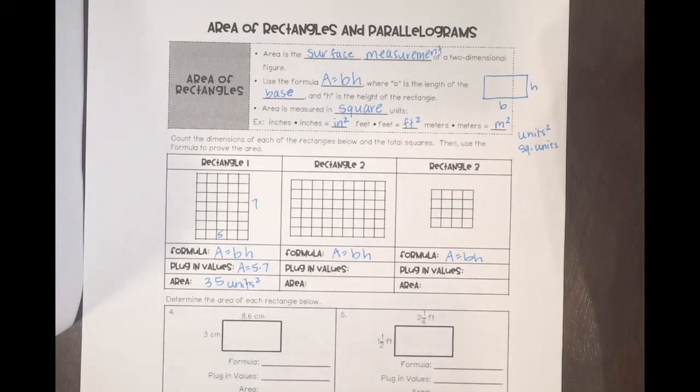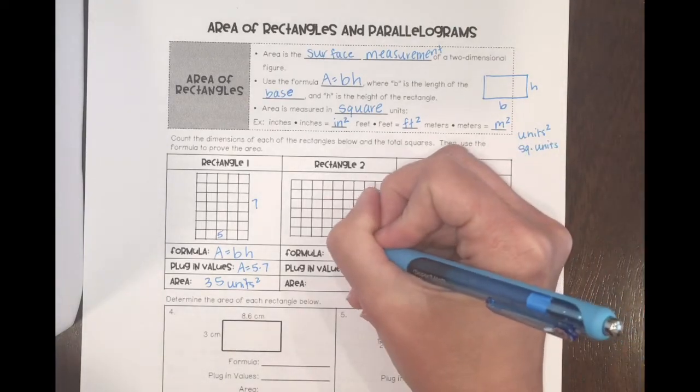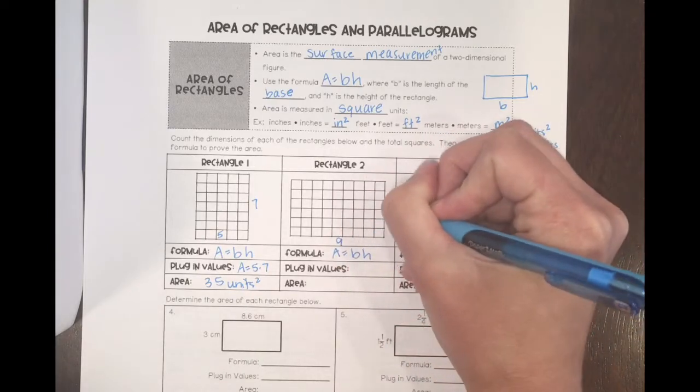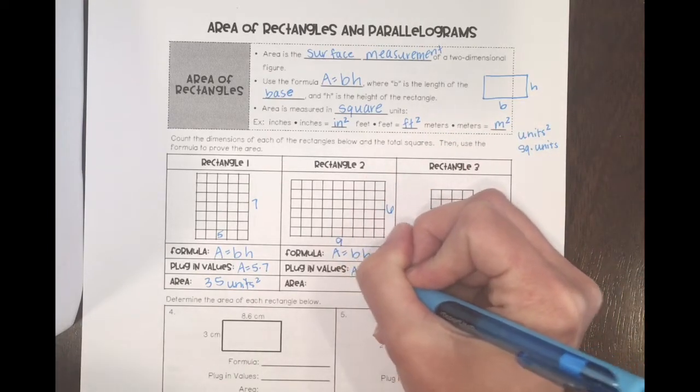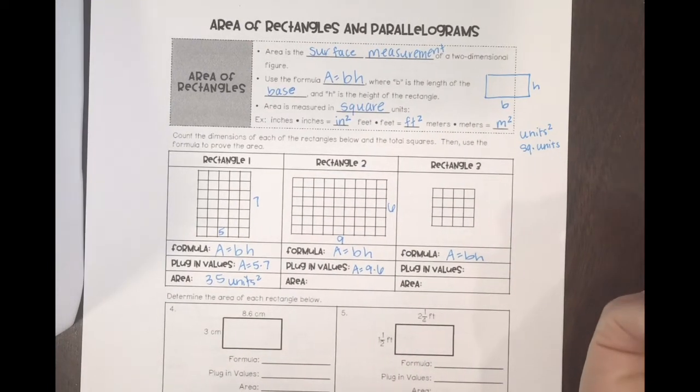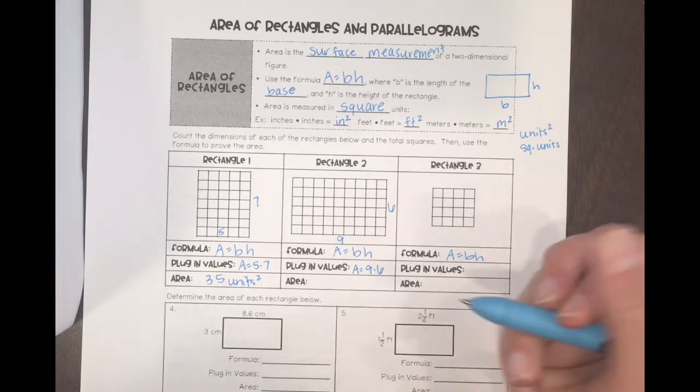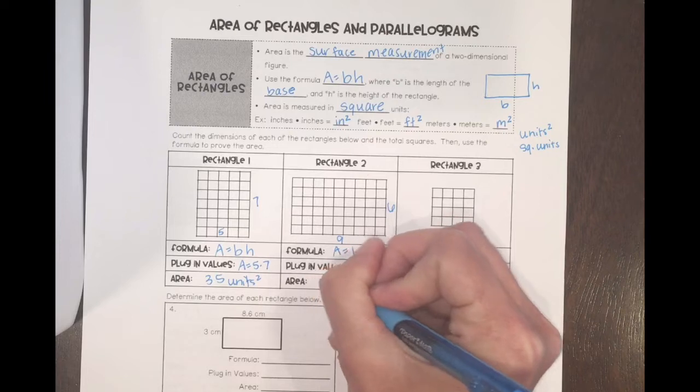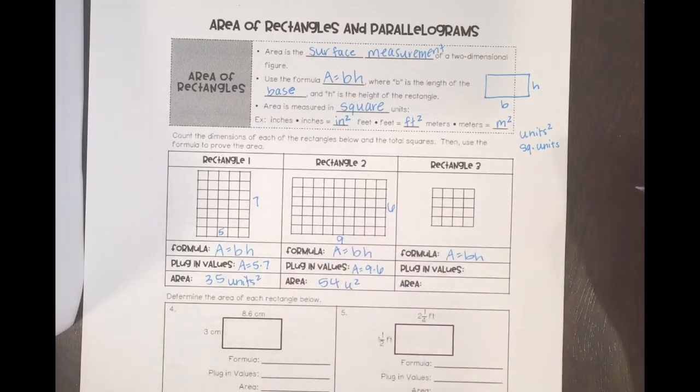Okay, for rectangle 2, you should have gotten the base of 9 and the height of 6. So it would be area equals 9 times 6. Now, if I wrote 6 times 9, that's fine. It's still going to give me the same answer. Remember, with multiplication, I can multiply in any order I want and I get the same answer. And the area would be 54 units squared.